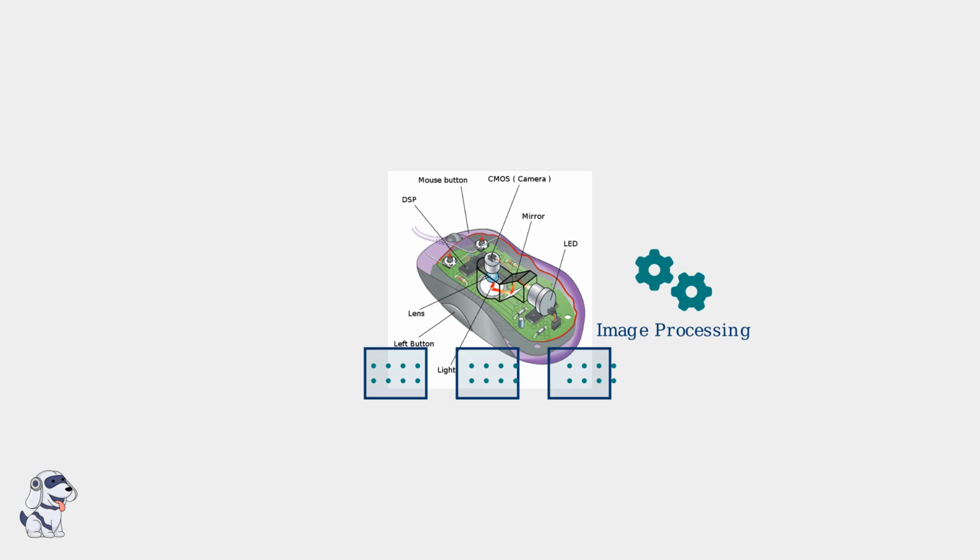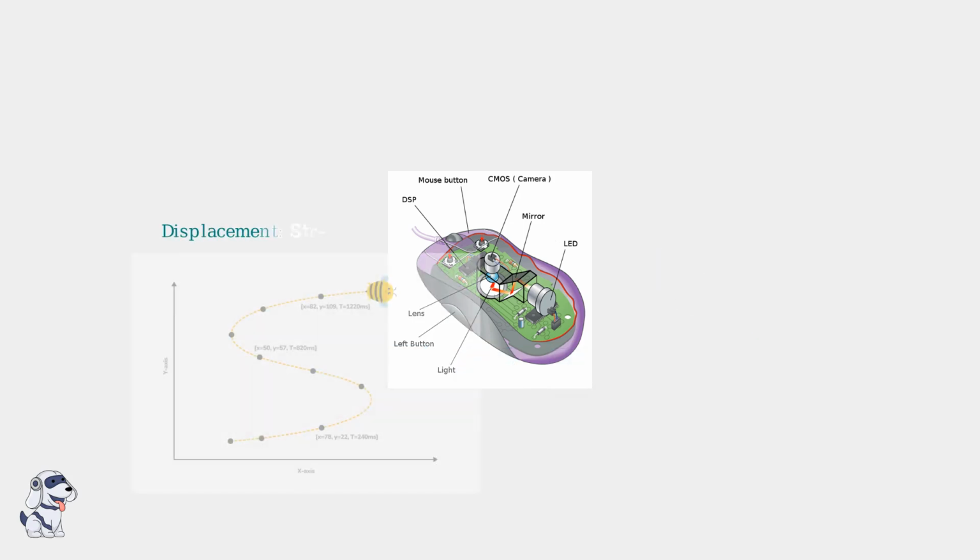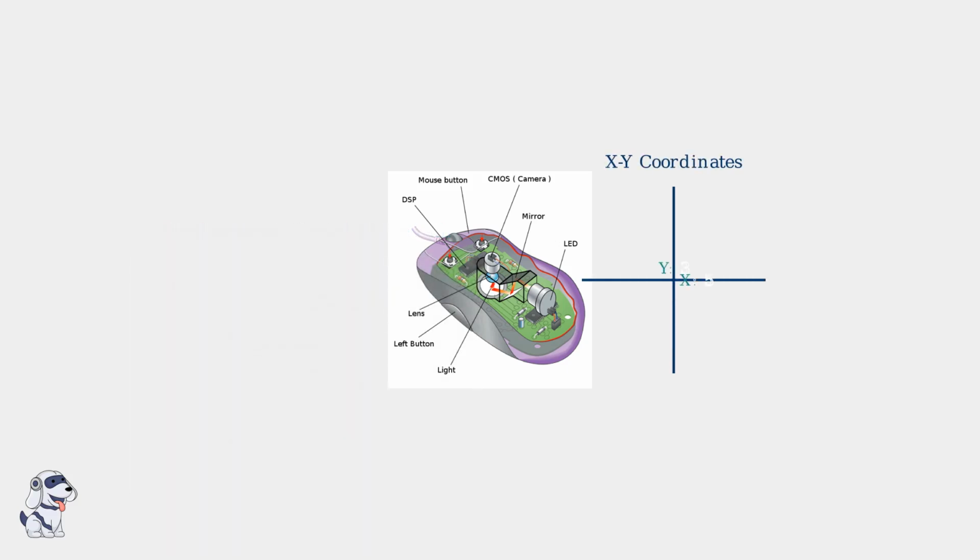The algorithms compare consecutive frames to calculate displacement. This displacement represents the straight line path from start to end, rather than the actual curved distance traveled. This displacement data is then converted into XY coordinates that the computer uses to move the cursor on screen.